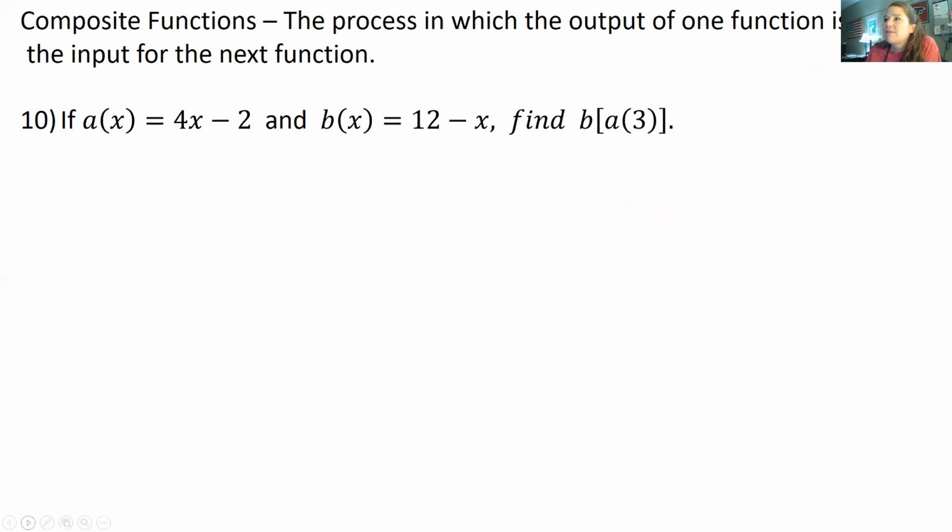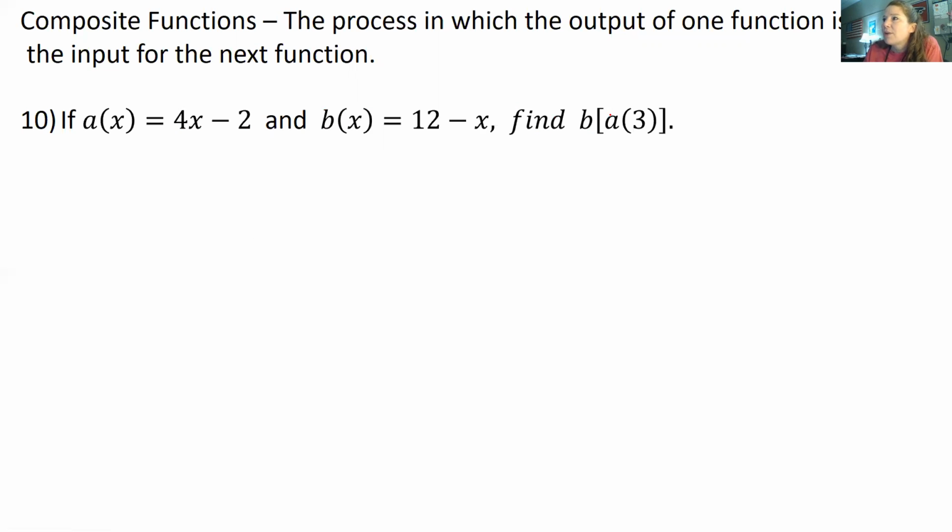So composite functions means basically you take one of the two functions and you put it into the other one. Okay, that's what a composite function is. The process in which the output of one function is the input for the next function, okay?